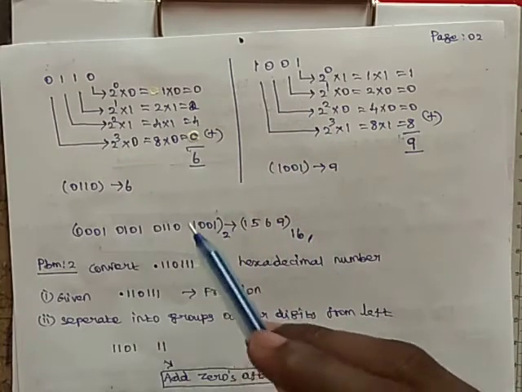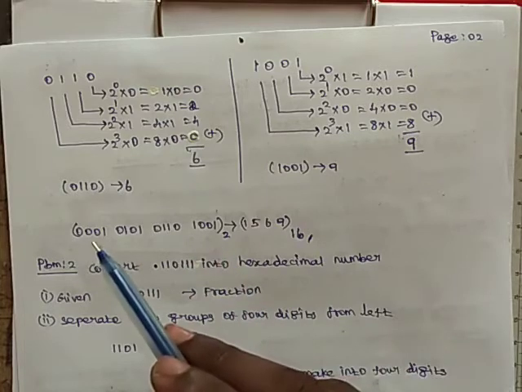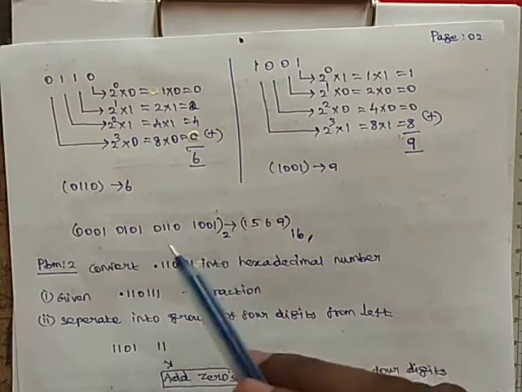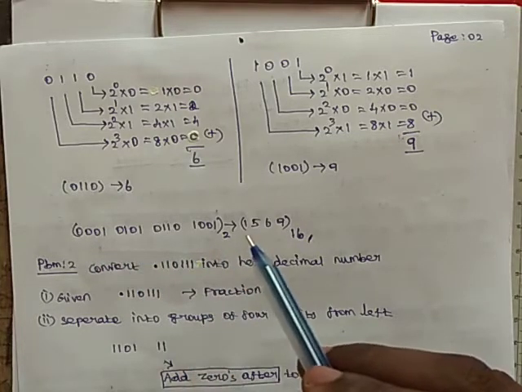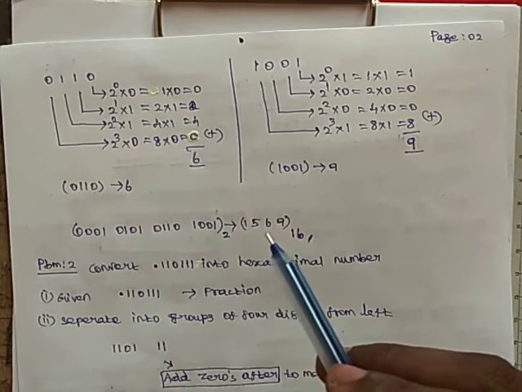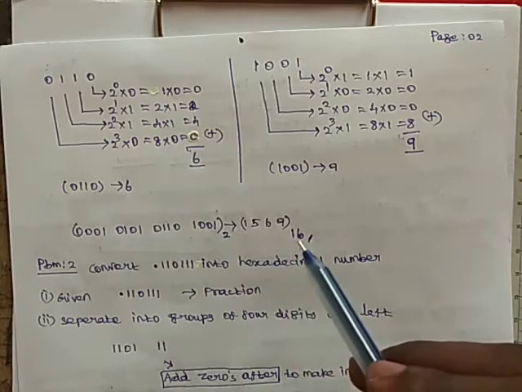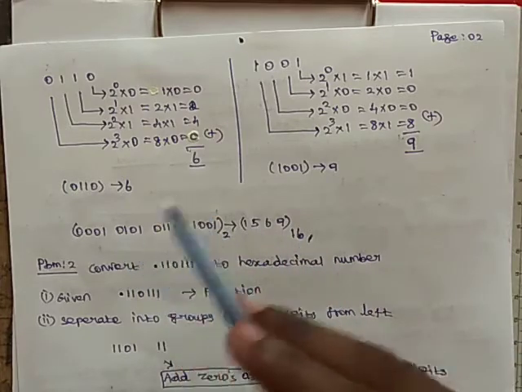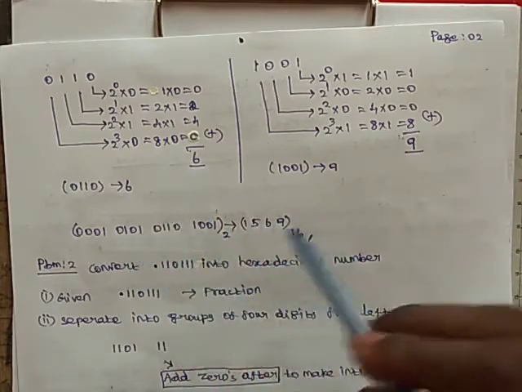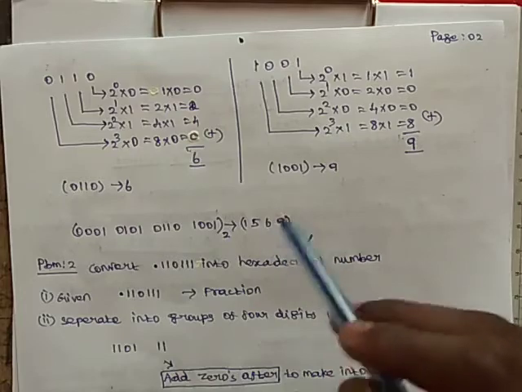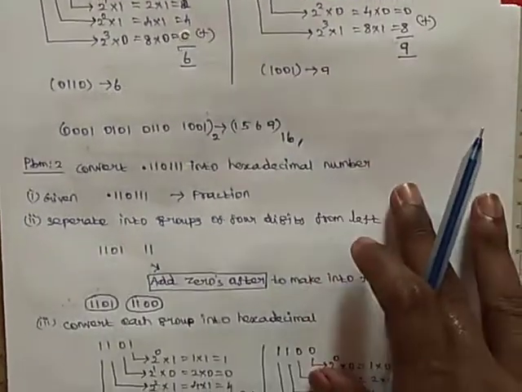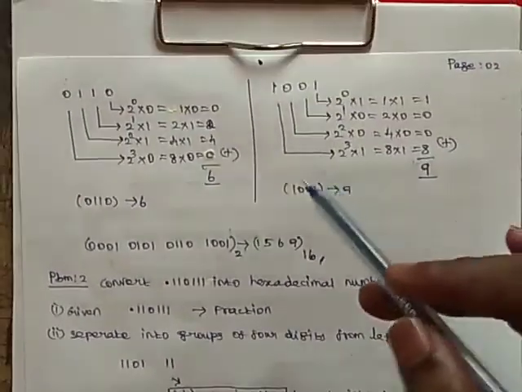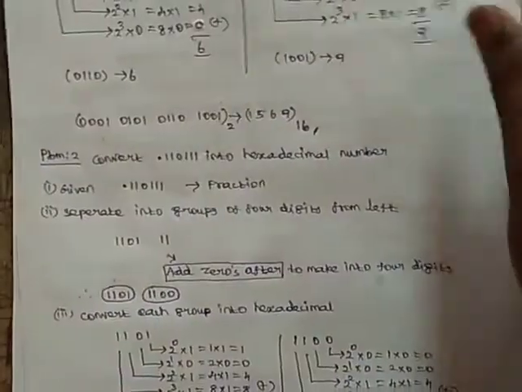So we have to write the answer. This is the answer of the first group, this is the answer of the second, third, fourth. We write it with the base 16. So this binary number is converted into its hexadecimal equivalent. That problem deals with the integer part.